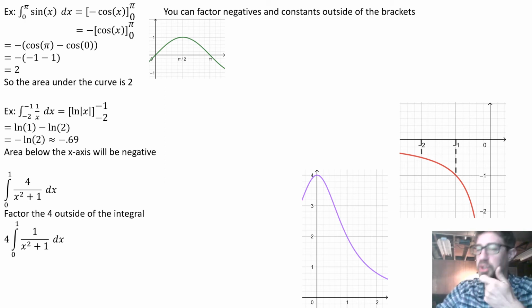This is a specific case though, and hopefully you're thinking that looks familiar. Don't I have a function whose derivative is 1 over x squared plus 1? It's one of the inverse trig ones, and okay, we all figured it out by now. It's the arctangent function, right? The derivative of arctangent of x just so happens to be 1 over x squared plus 1. So that's our antiderivative.